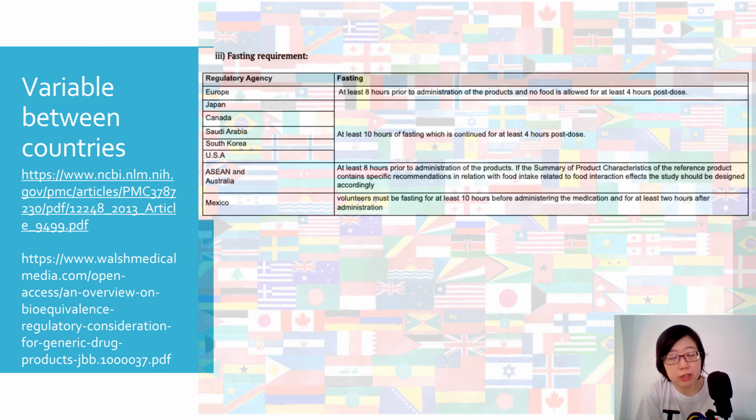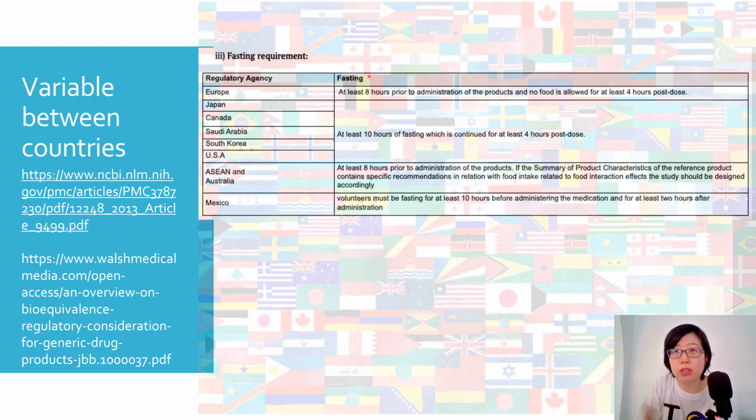Next, in this section, we'll be looking at the variability in some of the requirements between different countries. If you do a quick search in PubMed and so on, you'll find some published articles that compare the requirements of BE between different countries. Some are nicely summarized in table form, so it's easier to refer to. But bear in mind, these papers were done quite long ago, around 2013, when the BE guidelines were initially being developed. So for the later, updated guidelines, you actually have to check one by one.